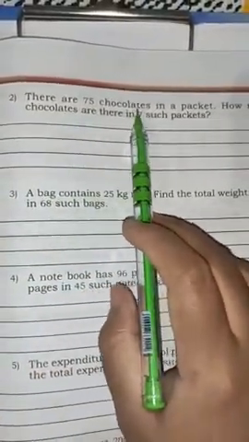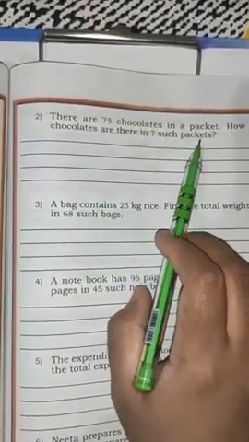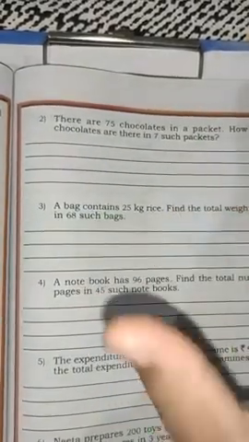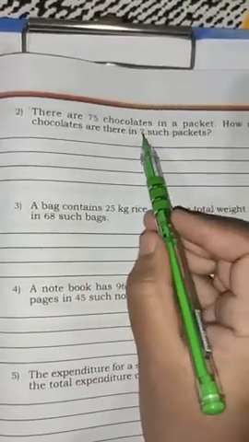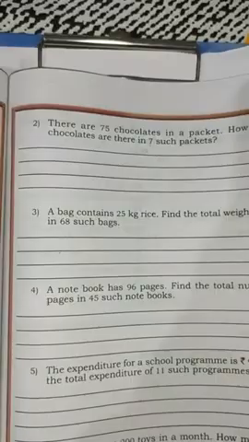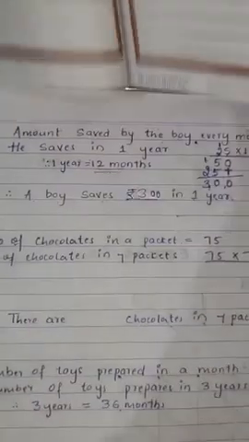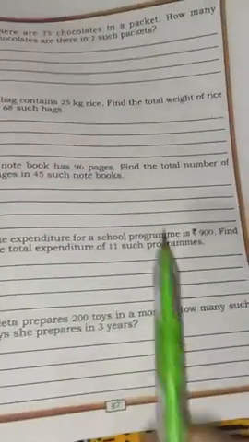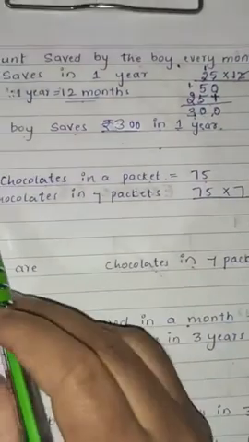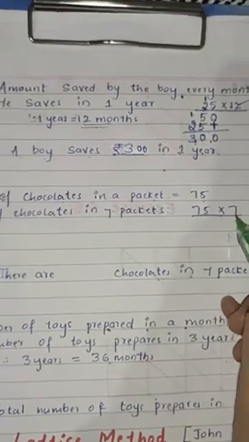There are 75 chocolates in a packet. How many chocolates are there in 7 such packets? So there are 75 chocolates in a packet, and we have to calculate how many chocolates there are in 7 such packets. So here what we have to do? Yes, we have to multiply the 7 to the 75, right? Number of chocolates in a packet is 75. We'll write here 75. Now number of chocolates in 7 packets is 75 into 7, right?